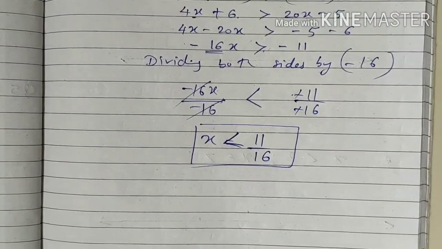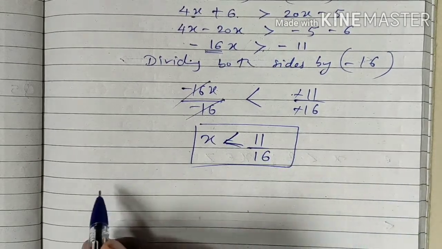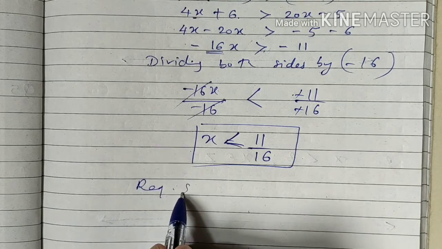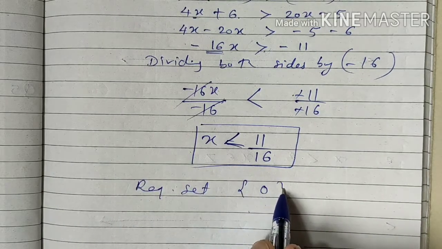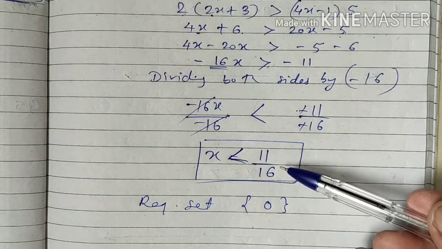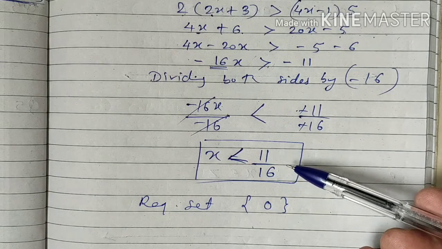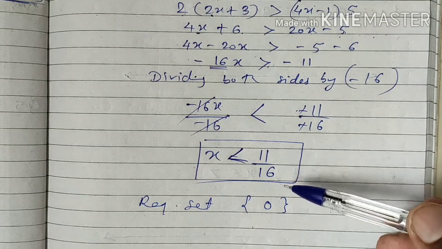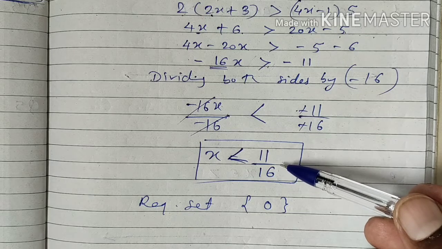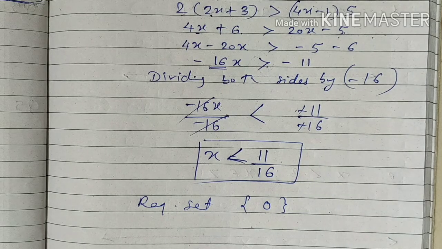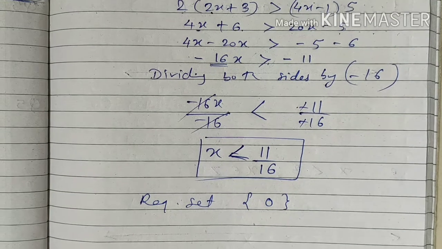The whole number which is less than 11 upon 16 is 0 itself. So the required set is 0, because when we divide these two numbers, the answer should be something like 0.5 or 0.6. So finally, the number which is less than this value will be 0. This is the final answer.